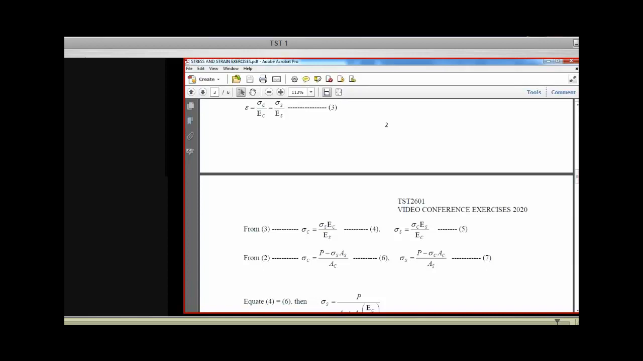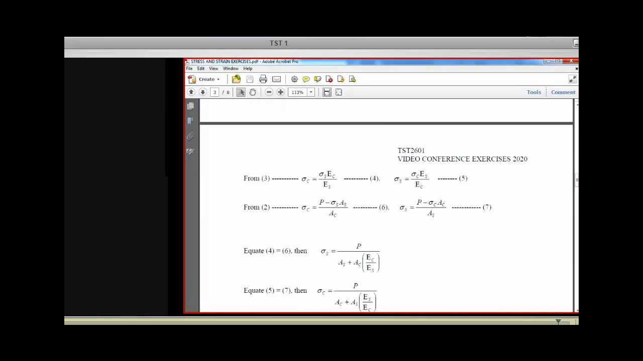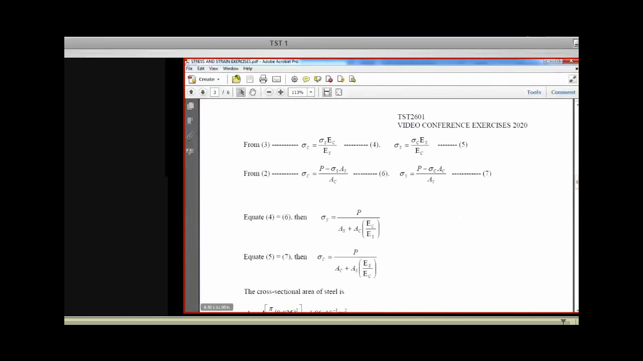So now, looking at equations 4 and 6, because equation 4 talks about the stress of the concrete, and equation 6 talks about the stress of the concrete, we can equate them together because they both represent the stress of the concrete. When you equate them together, you have a general equation that makes the stress of the steel the subject of the formula. The same thing if you equate equation 5 with equation 7, because they both talk about the stress of the steel, it gives you a final equation.